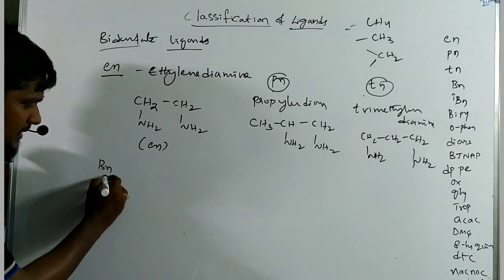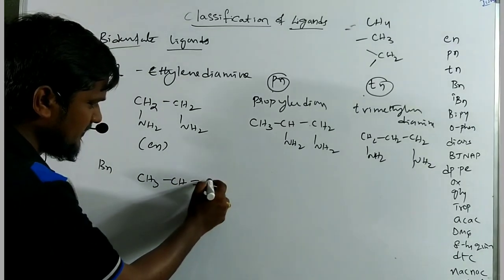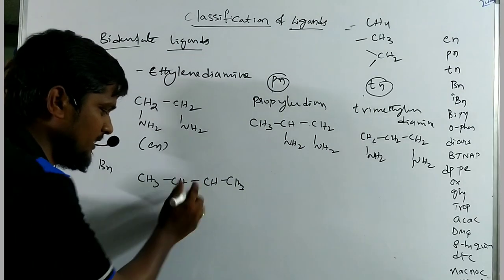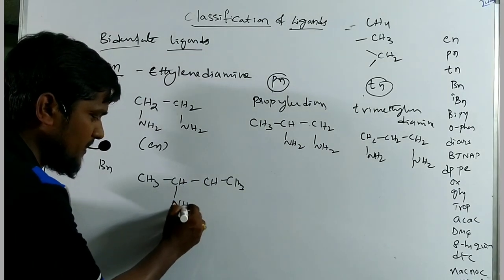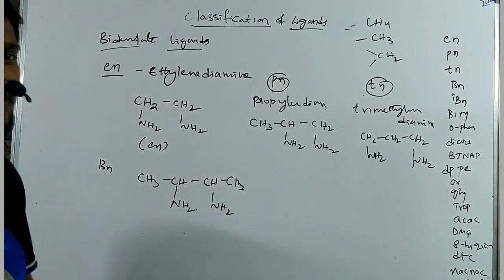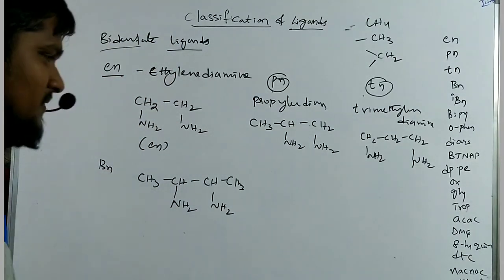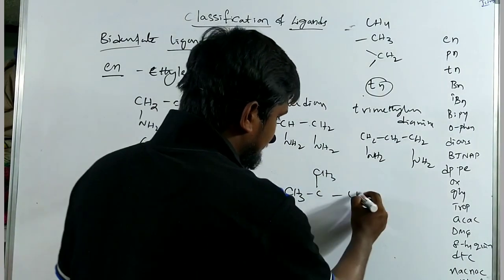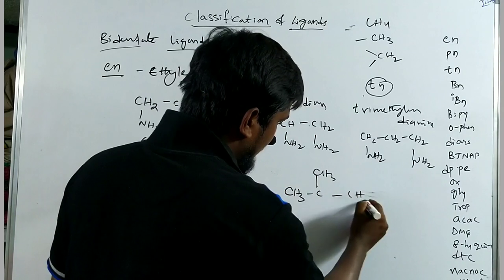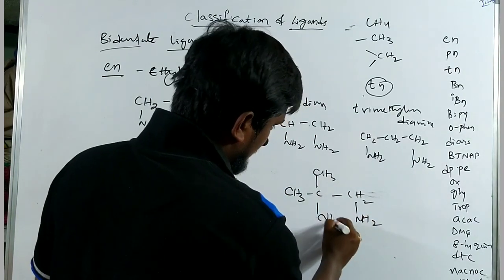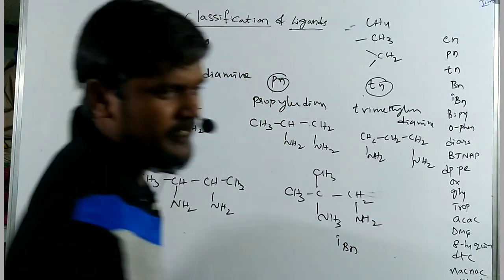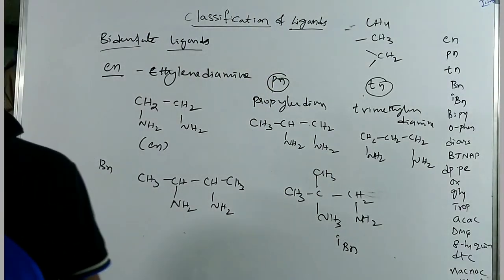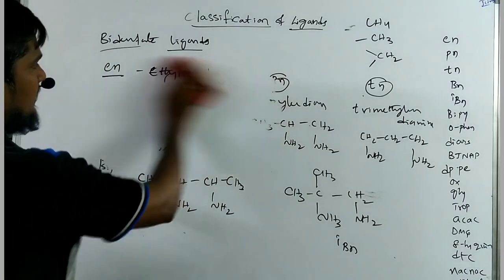Now here, BN, CH3, CH double bond CH, CH3, 2-butene, which comes from 2-butene. Now the double bond is replaced by two amino groups. Then it is called butylene diamine. That's why it is called BN. Again, isobutylene diamine is also there. This is called IBN, isobutylene diamine. These are the diamino functionality bidentate ligands.